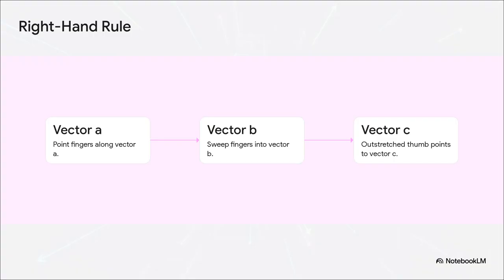To figure out whether it shoots up or down, we actually use physical space. Seriously, I want you to literally raise your physical right hand right now to interface with the simulation. We're going to use the right-hand rule. First, point your fingers perfectly straight along the first vector, vector A. Next, imagine sweeping or curling your fingers through the smallest angle toward vector B. Finally, look at your outstretched thumb. Wherever your thumb is pointing, that is the exact perpendicular direction of your new cross-product vector, vector C.